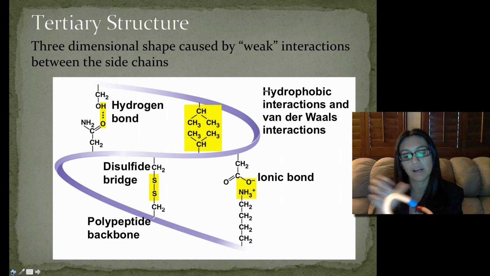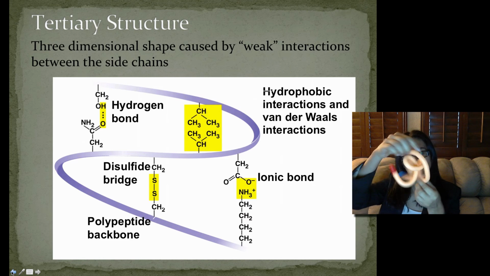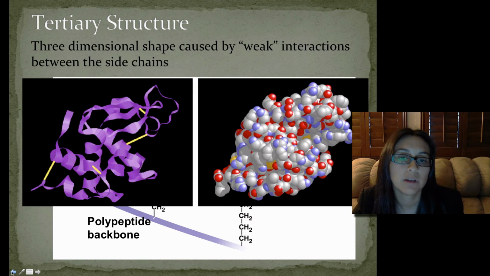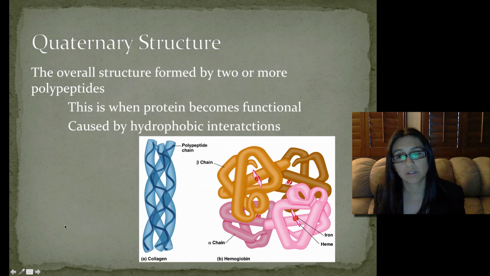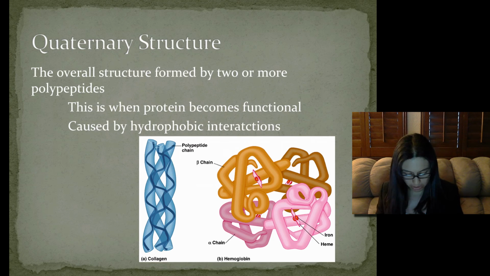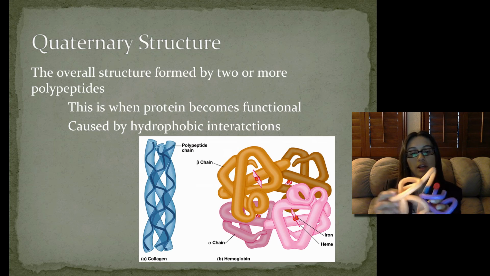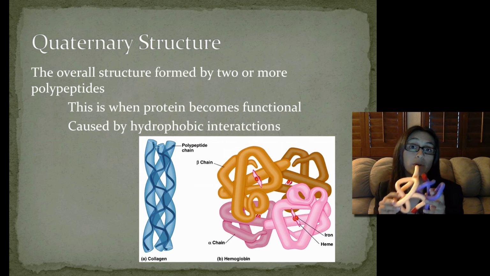So most of them have some sort of globular structure going on, three-dimensional structure like this. All right, so finally you have quaternary structure. This comes when one polypeptide chain is going to interact with another polypeptide chain and come together to form the overall protein in the end.